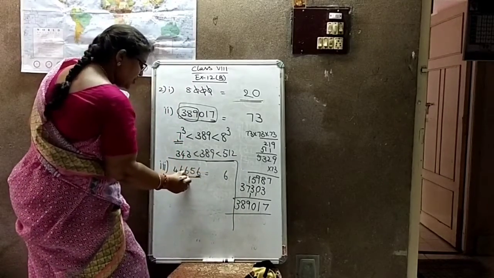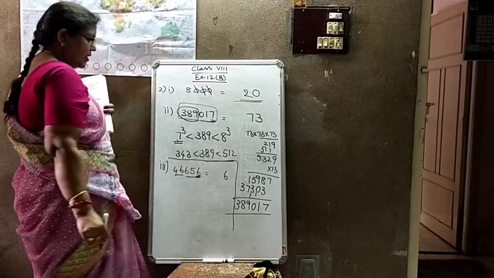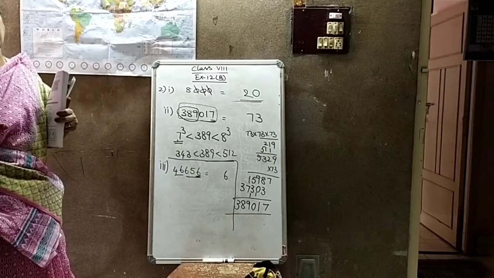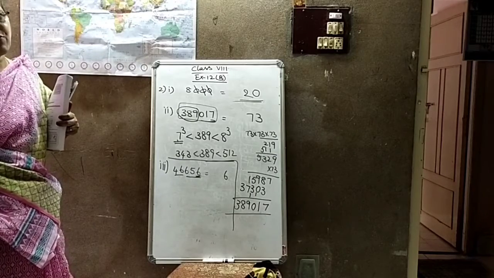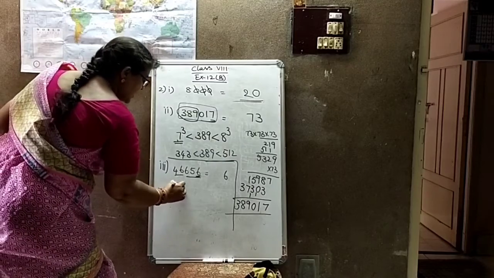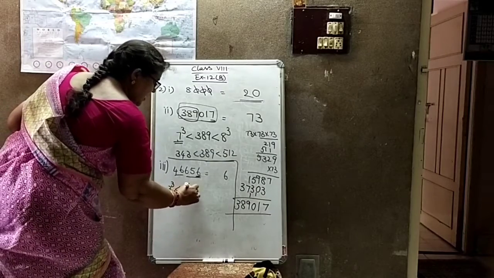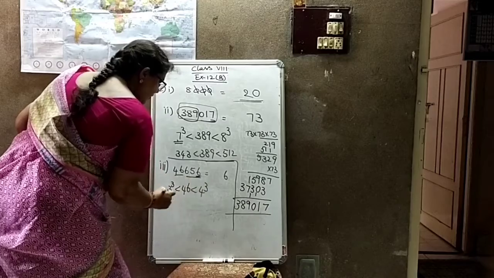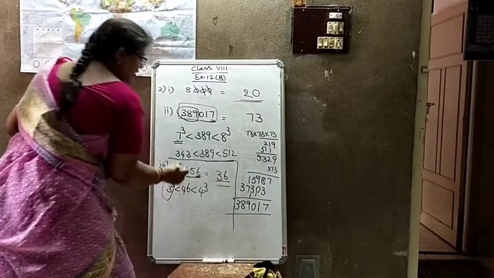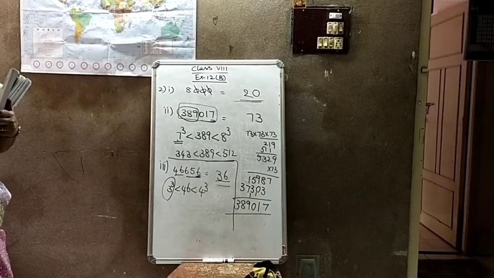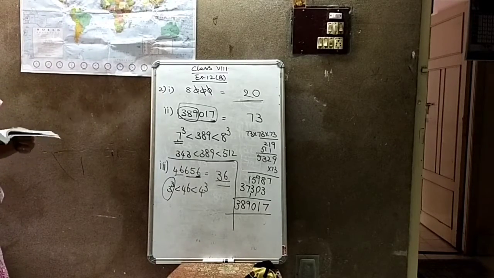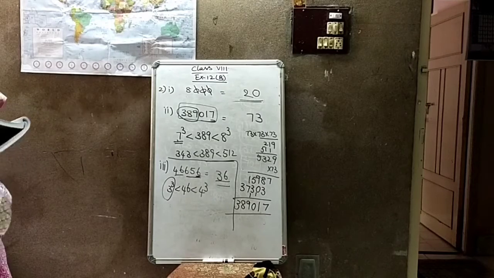Now these 3 digits we should leave, and these are 46. Which is the nearest cube to this one? 3 cube is 27 and 4 cube is 64. 3 cube is less than 46, which is less than 4 cube. So what should we consider? 3 cube. So 3. So 36 cube is the answer. If you have doubt, check it. So this is about your estimation concept.